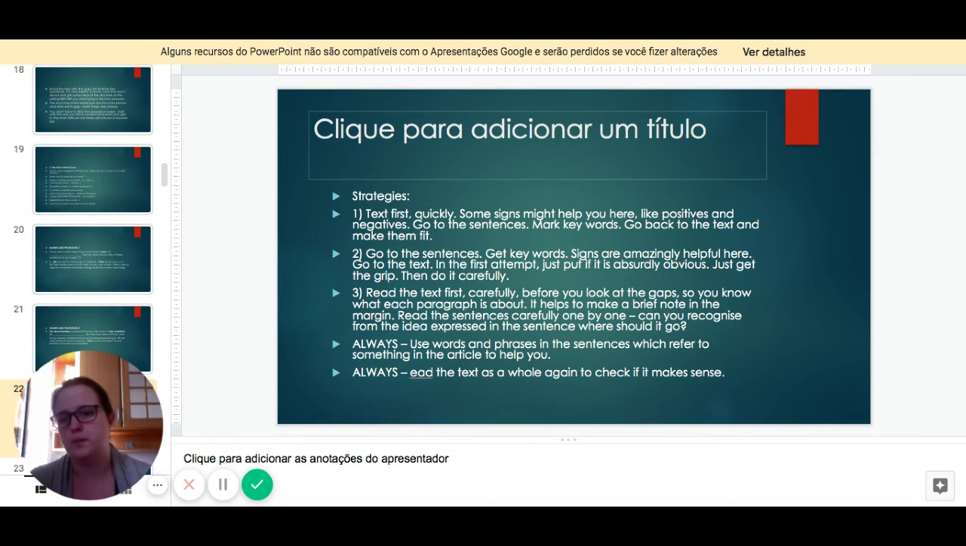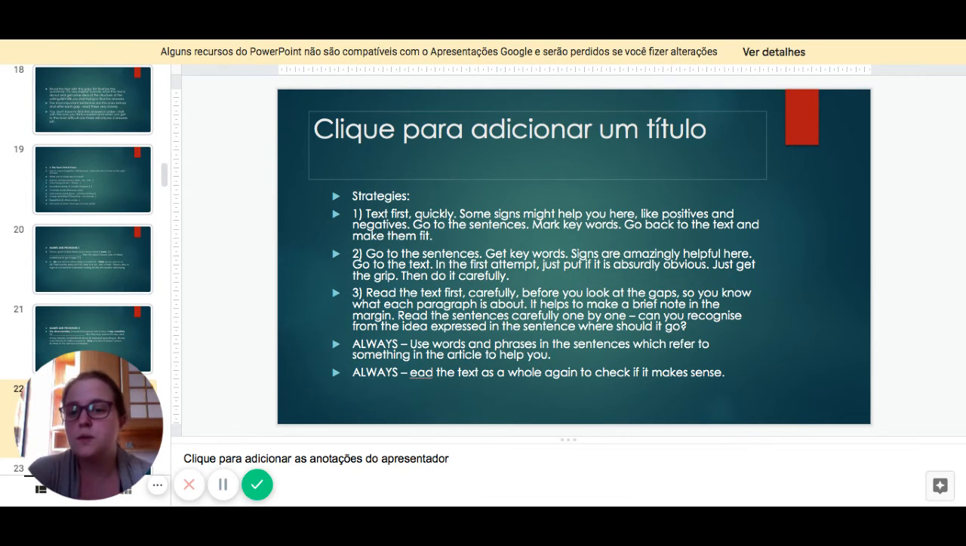And then you do it one by one. Okay? There is another way. Read the text carefully, and before you look at the gaps, take a look at what each paragraph is about. Okay? This is really possible if you don't have a timing problem.